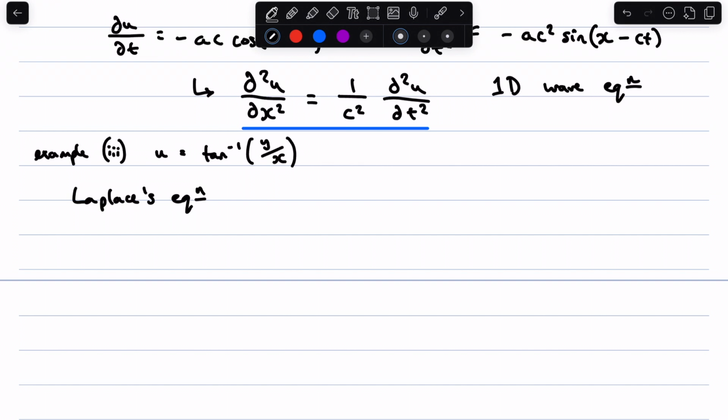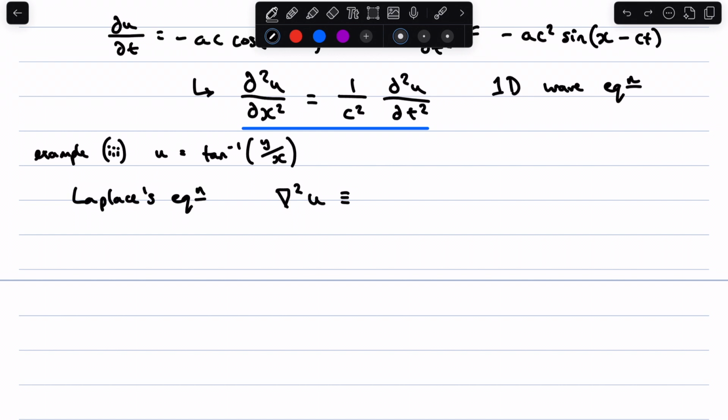And this is two-dimensional, and it's represented by this nabla squared u. This upside-down triangle represents that we're going to take the derivative with respect to x and y in this case, because our u is a function of x and y. If this was 3D, it would mean that we'd be taking all of the derivatives with respect to x, y, and z, and so on.